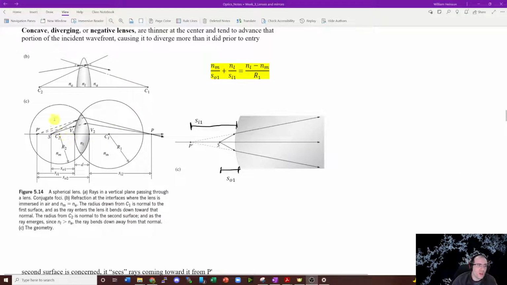And this is how we're going to derive it. We have basically these two spheres of different radius, and then the overlap is going to be our lens. And I said before, we're going to treat it one sphere at a time. So here's our source here, this S.